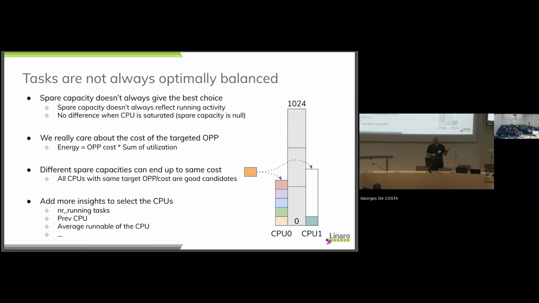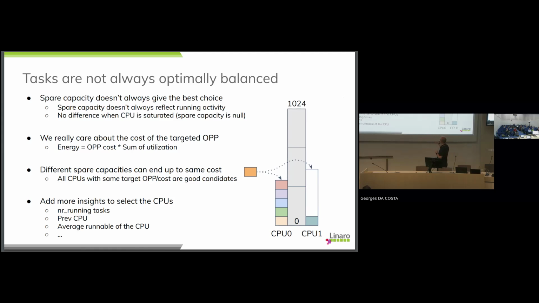And when I was looking at that, what we really care about when we want to compute the energy impact is the OPP, more than the spare capacity. So right now we have the assumption that larger spare capacity means a lower OPP. But you might end up with the same OPP with different spare capacity. And in this case, the impact on the power consumption will be the same, because the OPP that we will select will be the same. So instead of looking at the spare capacity, we are looking at the OPP and the cost for each CPU. And that will be used to select the CPU.